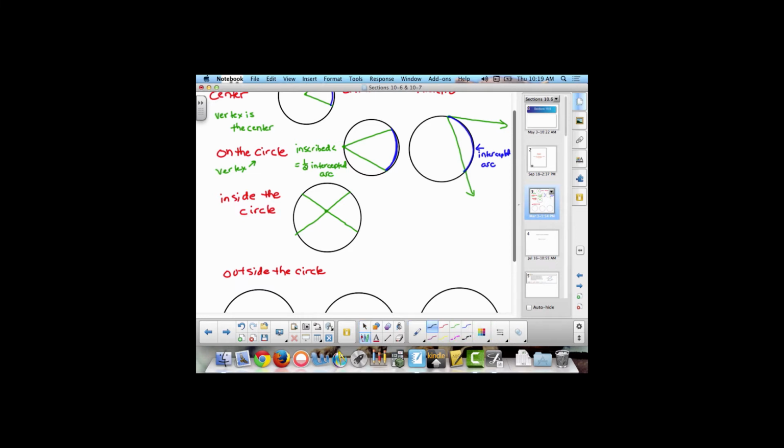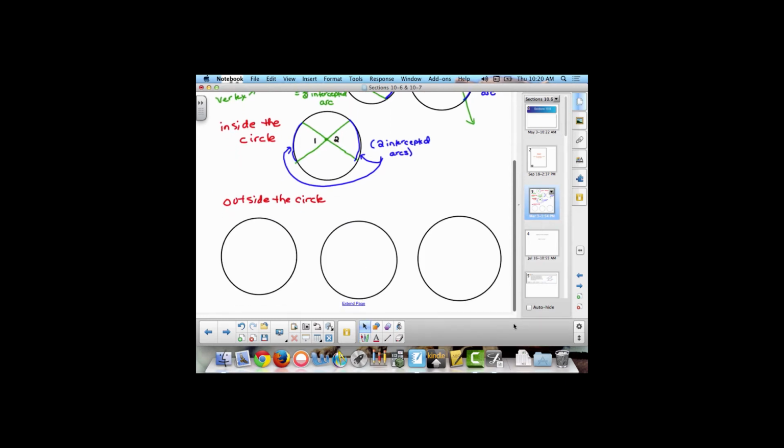When we have 2 segments intersecting like this, we get vertical angles, 2 pairs of vertical angles, and remember that vertical angles are congruent. I'm going to focus right now on this pair of vertical angles, angle 1 and angle 2. Because they are congruent, we can figure out the measures of both of them by using each of their intercepted arcs. Note that this picture is different than the ones we've been looking at so far because it has 2 intercepted arcs instead of 1.